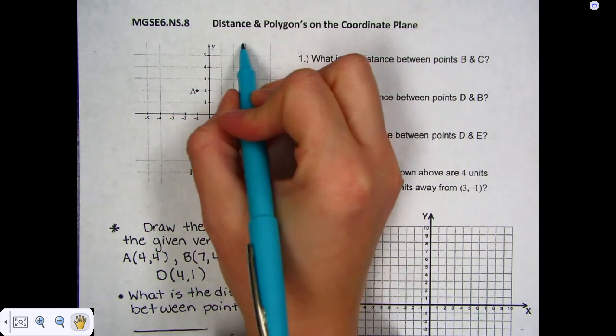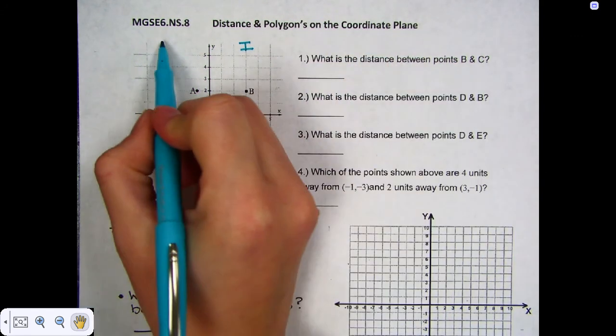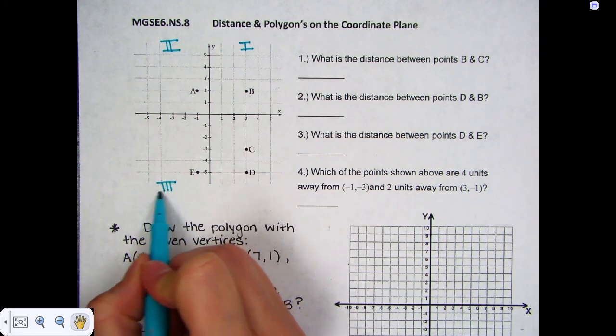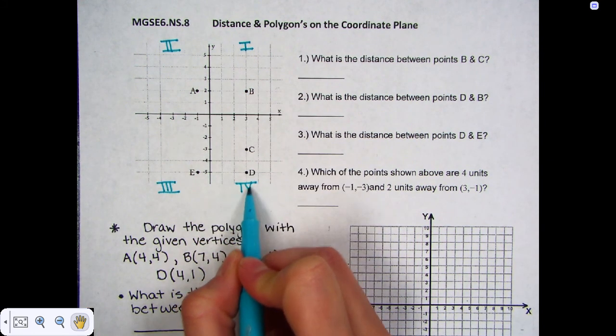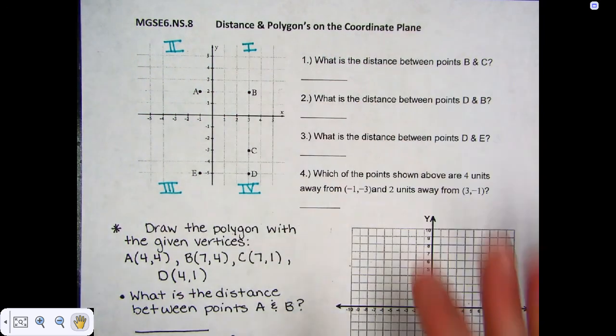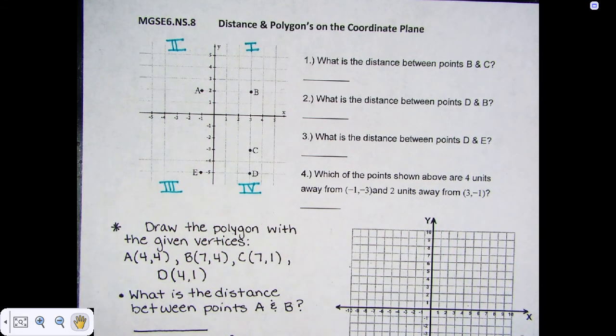Today we talked about distance and polygons on the coordinate plane. This is topic 24 in your notebook. So you will turn to your table of contents, write 24, and then write this title down. I'm going to make it quick, so feel free to pause and replay as many times as you feel you need to.